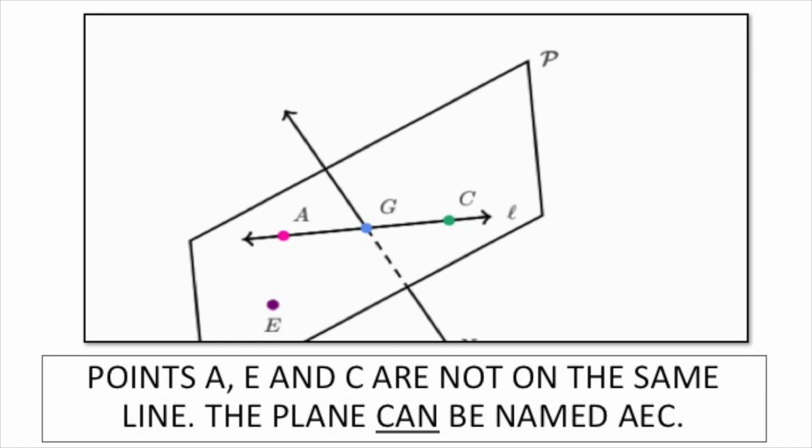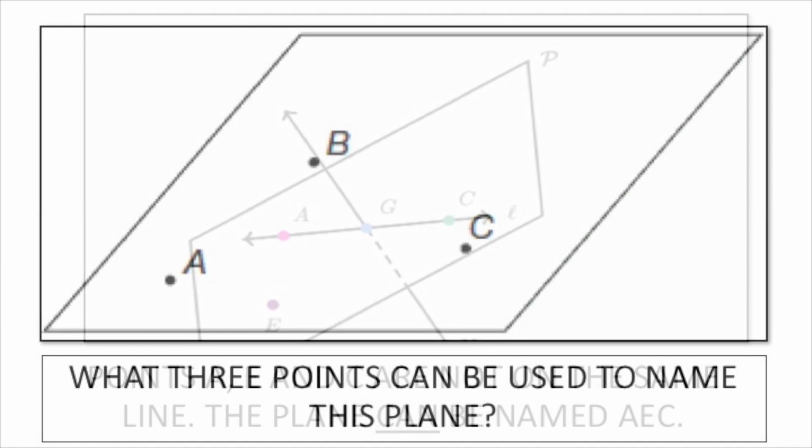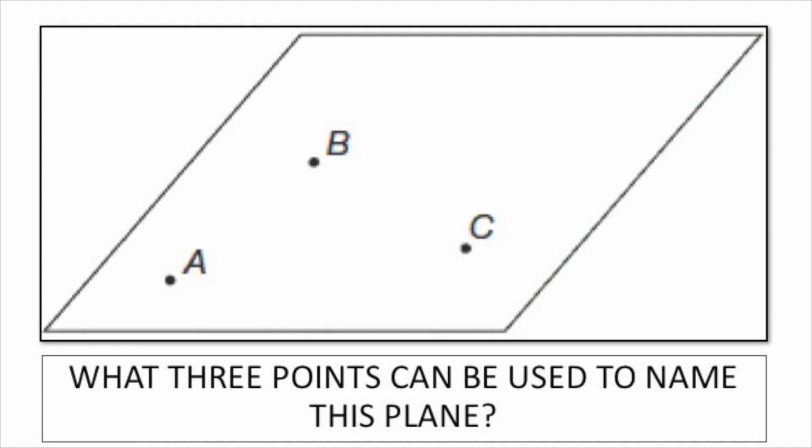Because let's have a look. Point A is here. Point E is here. Point C is here. They're not straight. Okay? And because they're not on the straight line, we can use these 3 points to name the plane. So plane AEC, we can. Plane AGC, we can't. What 3 points can be used to name this plane?